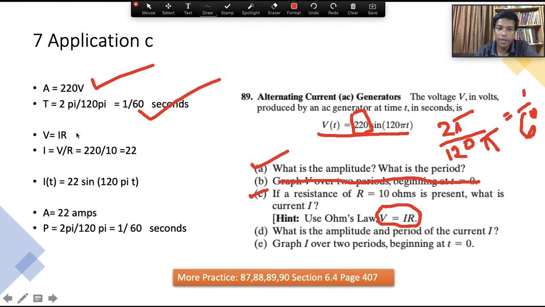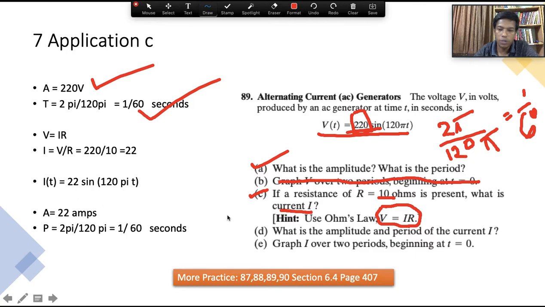So V equals IR, this formula is given, and the question is I equals what? So I equals V by R, and V equals 220, already we know, and R equals 10, given. 220 comes from here, and 10 comes from here. Amplitude in that case denotes the voltage. So we get 22, because 220 divided by 10 means 22.